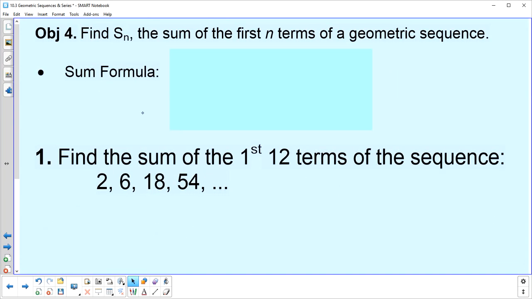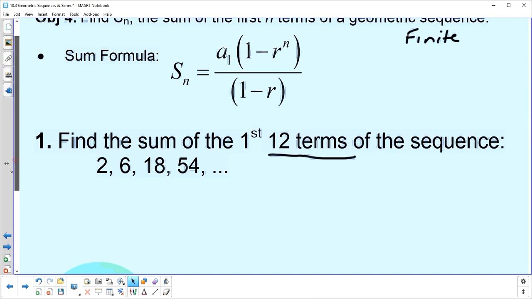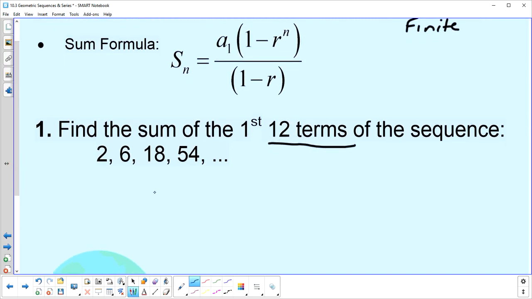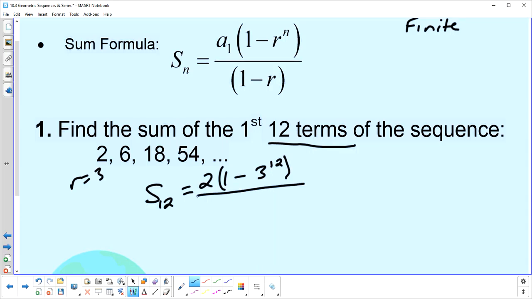Okay, so the last two things we have then is to talk about the sum. We can either have the sum of a finite sequence, meaning there is a set number of terms, or the next one we'll talk about infinite. So for finite we have this big ugly formula. If we're trying to find the first 12 terms, that means we're trying to find s sub 12, and that is going to equal a sub 1, which is 2, times 1 minus r to the n, where r is 6 divided by 2, which is 3. So 3 to the 12th, and then the whole thing over 1 minus r.